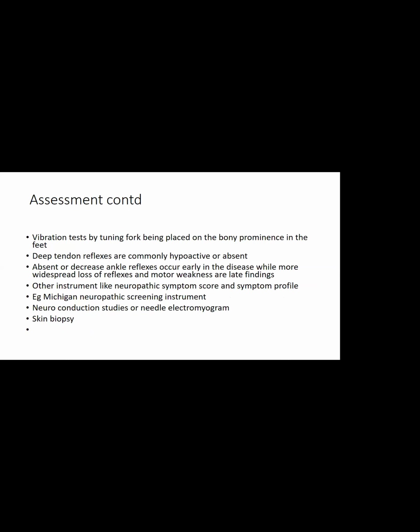Deep tendon reflexes are commonly hypoactive or absent. Absent or decreased ankle reflexes occur at an early stage in the disease, while widespread loss of reflexes and motor weakness are late findings. Other instruments like the neuropathic symptom score can be used, the common one being the Michigan Neuropathy Screening Instrument, to assess how severe the neuropathic pain is. Then we can also do nerve conduction studies or electromyogram. We can also do a skin biopsy.